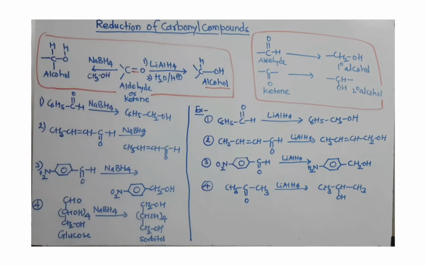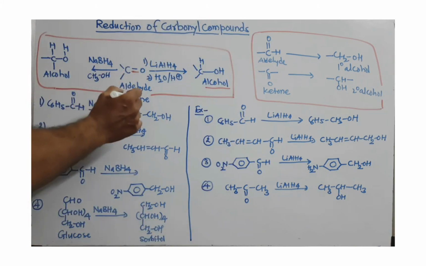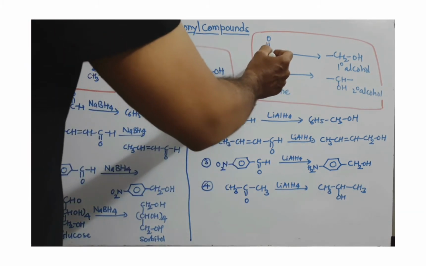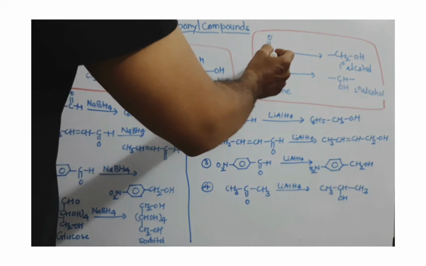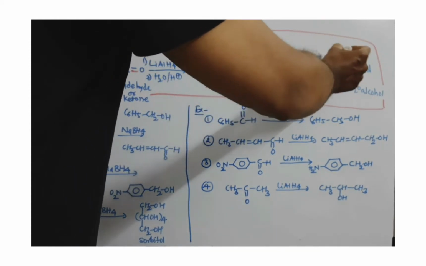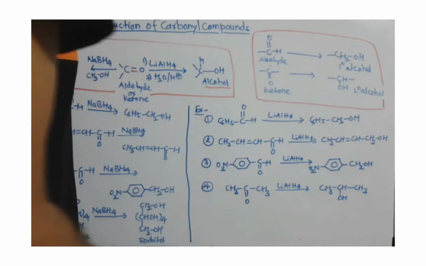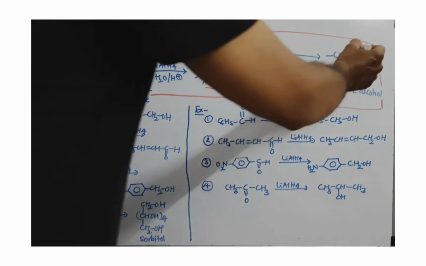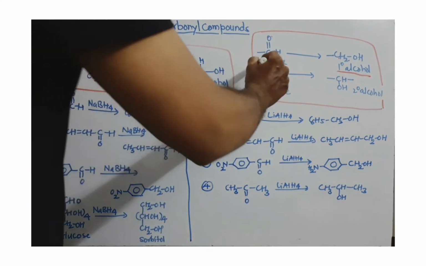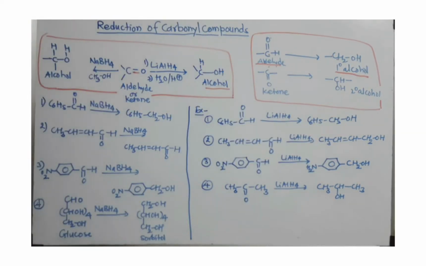Now, this is general, this may be aldehyde, this may be ketone. But if I take aldehyde and join one hydrogen here and one hydrogen here, this carbon is now bearing two hydrogens and oxygen bearing one hydrogen. So we get a CH2OH terminal. This CH2OH is nothing but the primary alcohol. That means we can say from aldehyde we get primary alcohol.